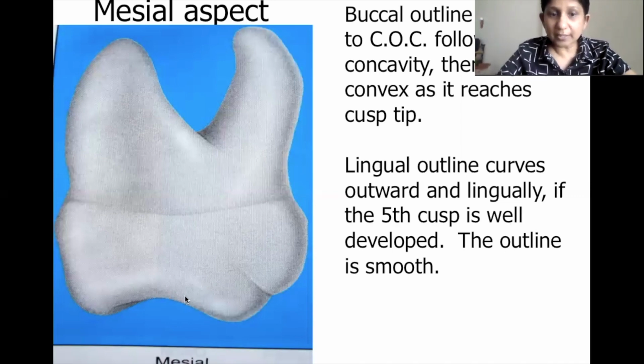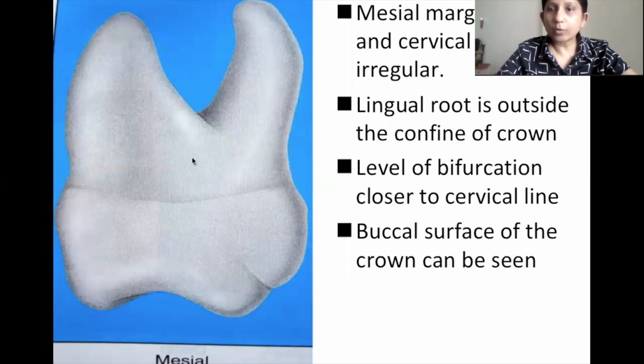So you can see that this is the mesial marginal ridge, because the aspect is mesial. You will see the marginal ridge, which is the mesial marginal ridge. So this is about the mesial aspect. Now, I have already explained this to you. The one point which I left out is that the level of bifurcation is closer to the cervical line. This is the bifurcation, and this distance will be smaller than that of the distal aspect. We'll come to the distal aspect in the next slide.